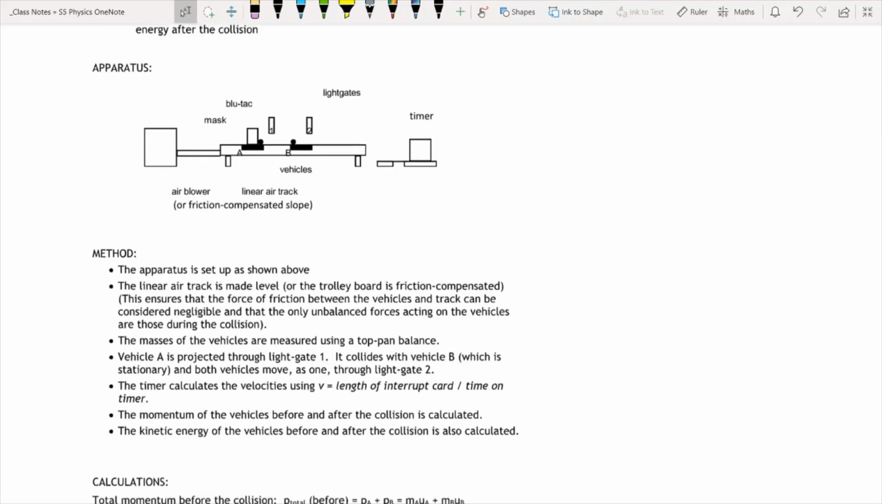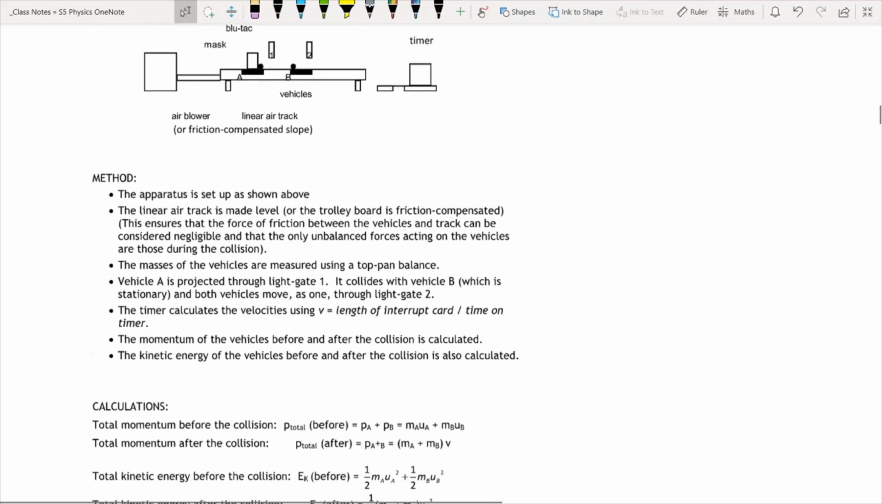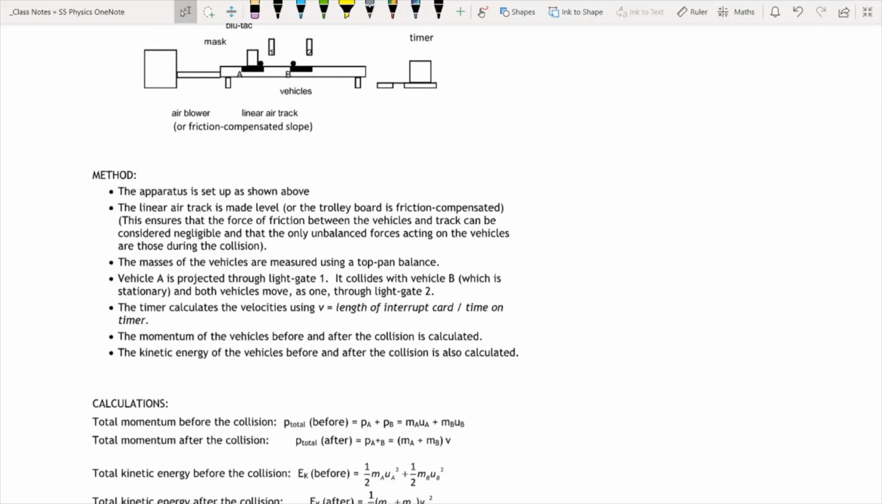So for the apparatus setup, the linear track is made level, or you use a friction compensated one, which is ours. The masses are measured using a top pan balance. Vehicle A is projected through light gate 1. It collides with vehicle B, which is stationary, and both vehicles move as one through light gate 2. The timer calculates the velocities using the length of the interrupt card divided by the time on the timer, and the momentum of the vehicles before and after the collision is calculated. Kinetic energy of the vehicles before and after the collision is also calculated.